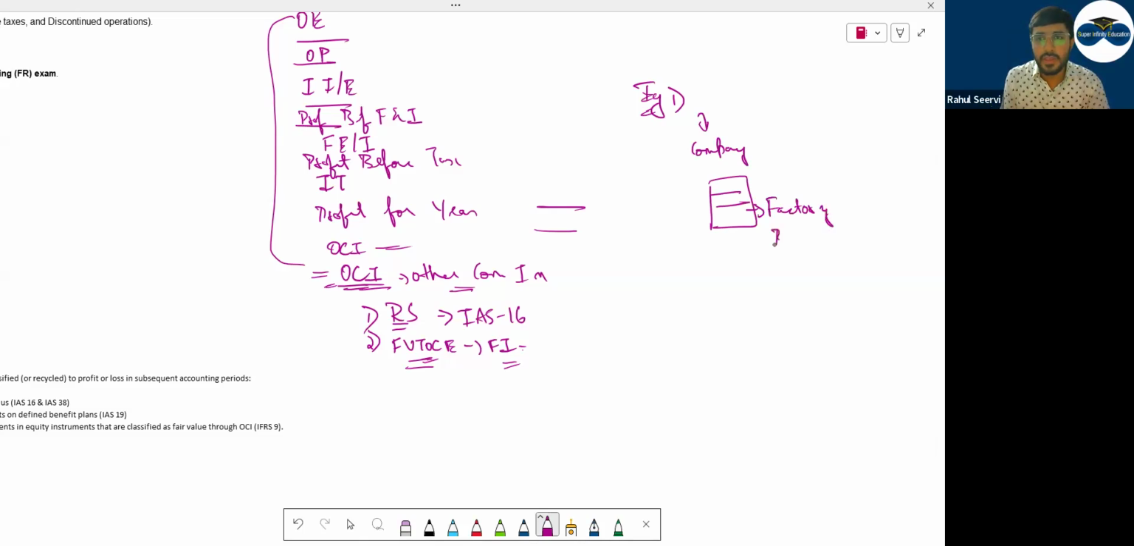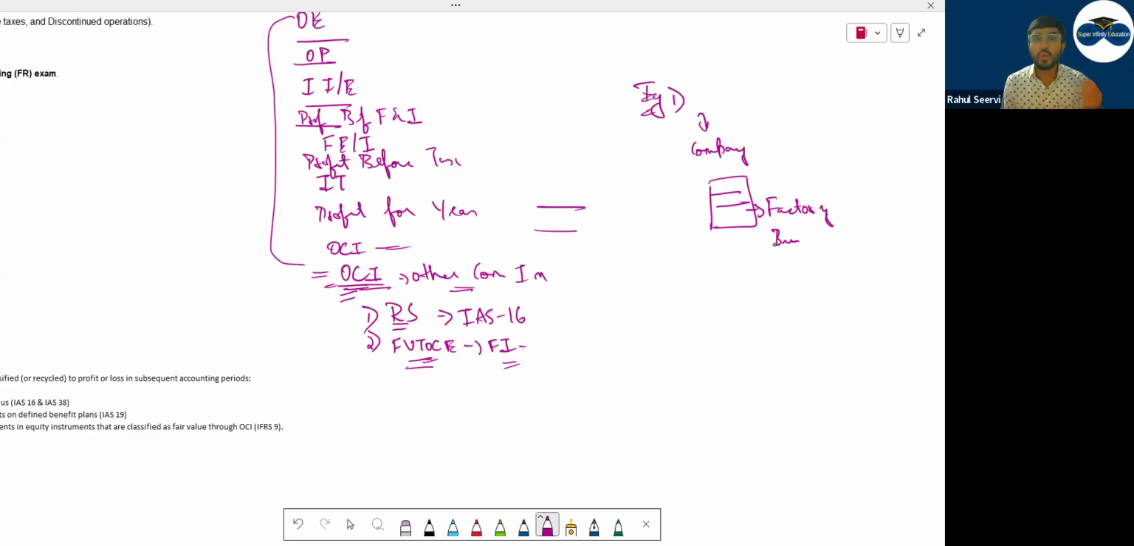Factory building. See, the item which we record in OCI is based on a particular standard. In each standard, it is given what should be recorded in OCI. There is no perfect rule on what should be recorded in OCI. The body IASB, which has developed this, also says that there is no perfect rule. We can't say what can be recorded here. But they say that based on a particular standard, we have identified some items that should be recorded in OCI.